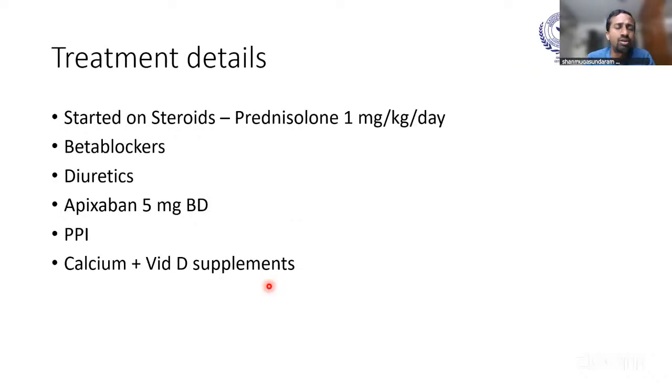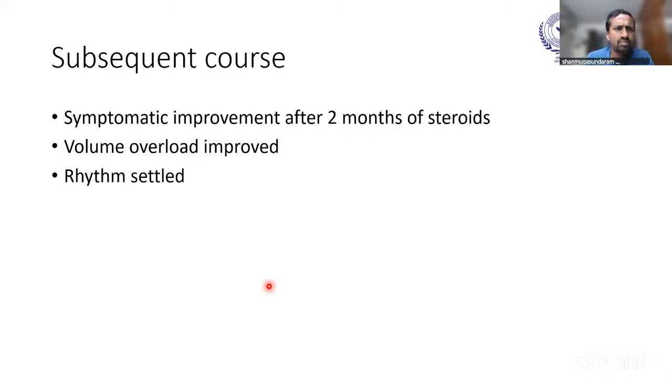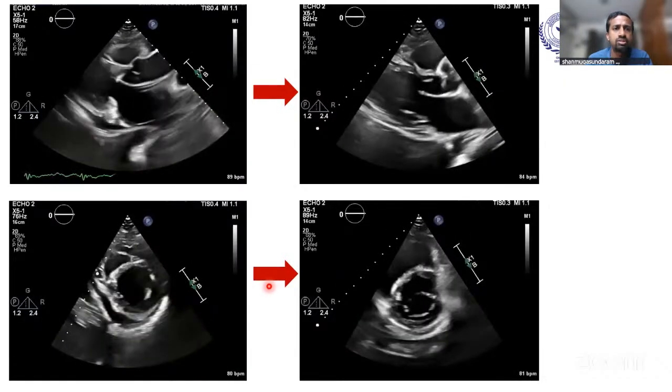So she was started on steroids at 1 milligram per kg per day, and along with that, beta blockers, diuretics, and anticoagulants were continued, plus calcium and vitamin D supplements because of high dose steroids. She definitely showed a good symptomatic improvement after 2 months of steroids. Volume overload improved and rhythm settled. No further episodes of atrial arrhythmias, and she had good symptomatic improvement as well.